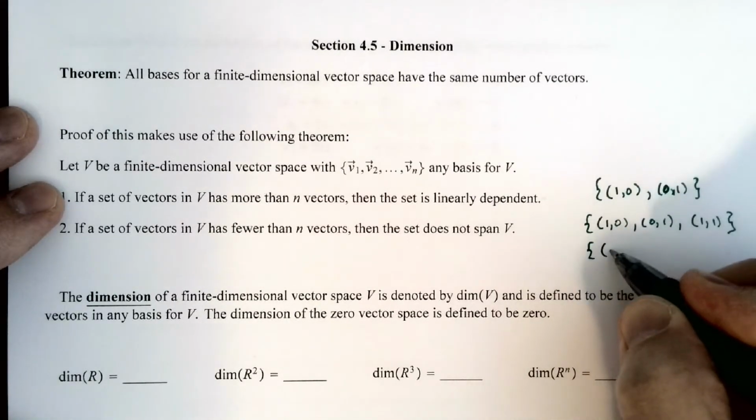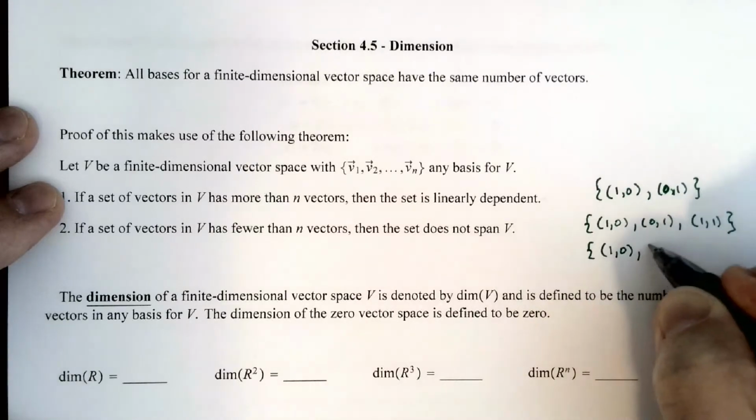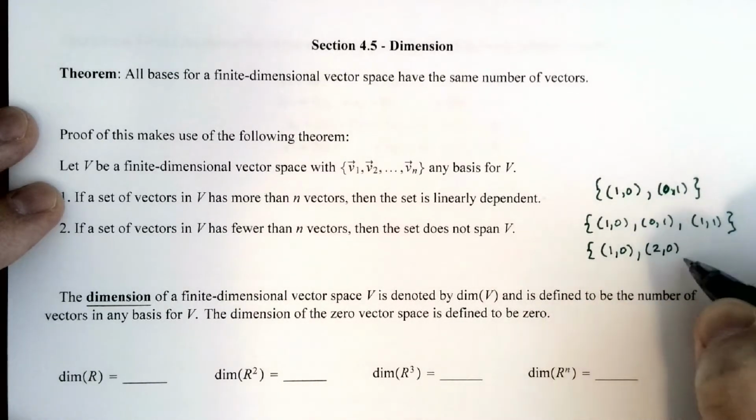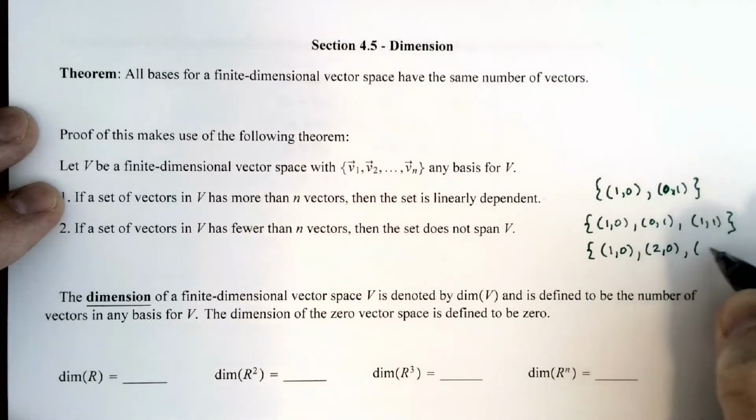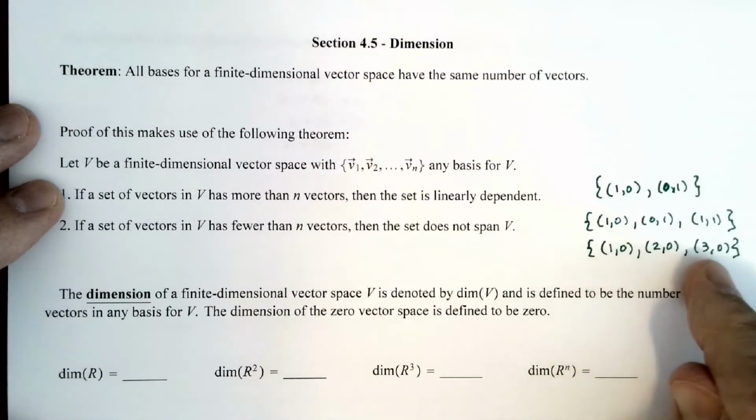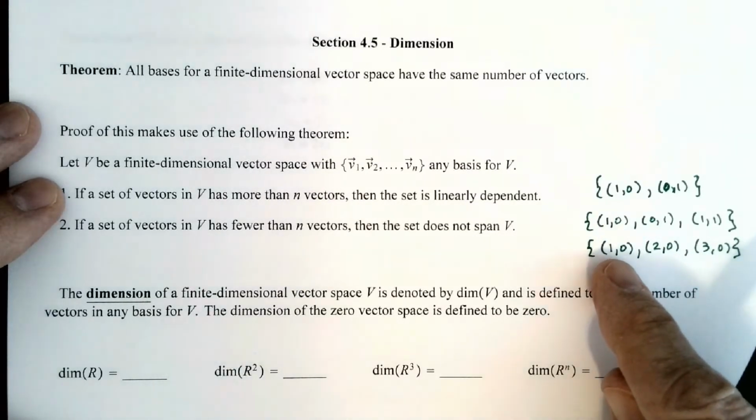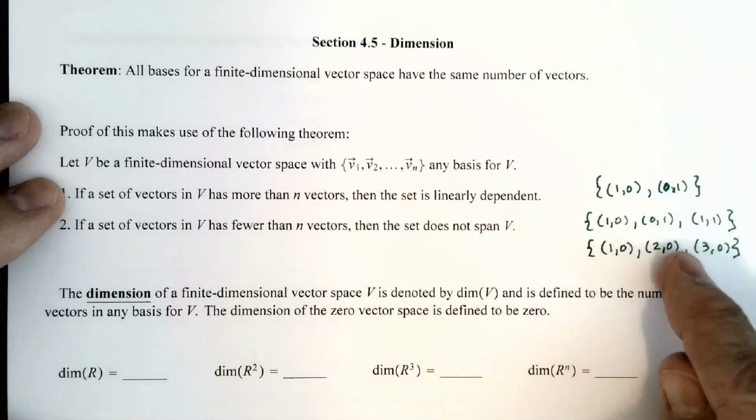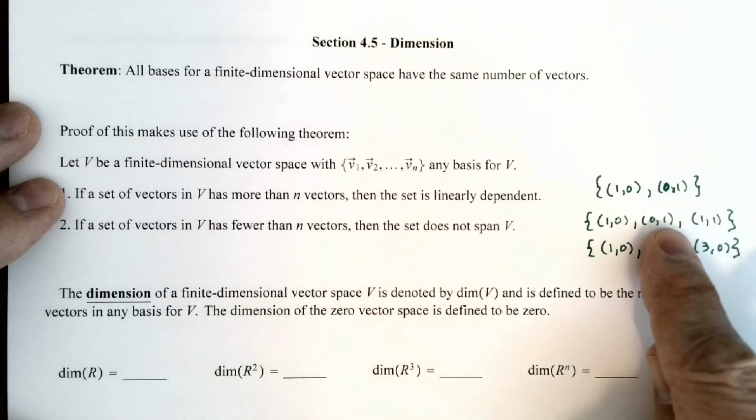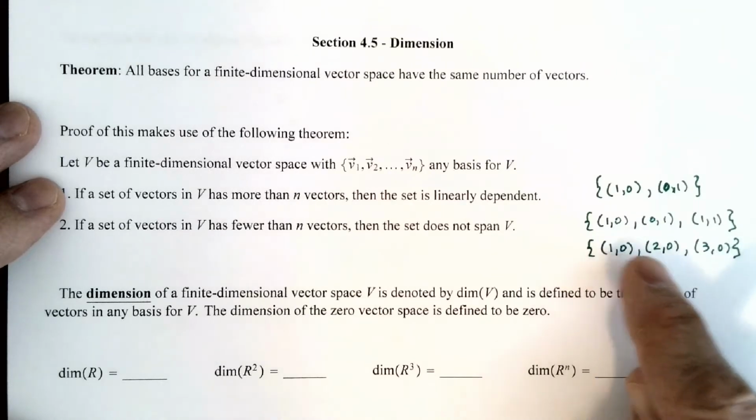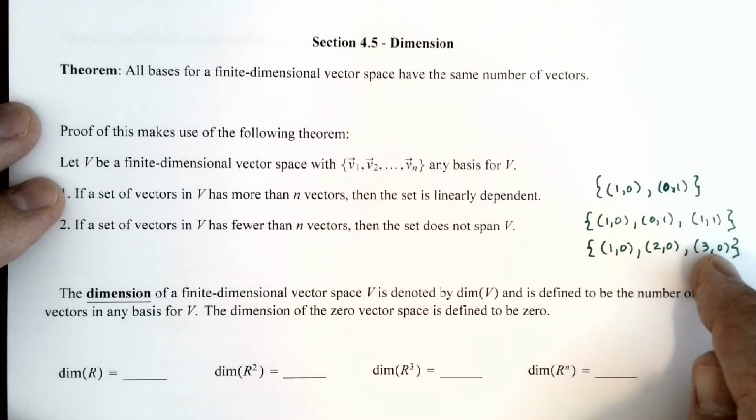Okay, but another way we could look at it is this. What if I look at the vectors (1, 0), (2, 0), and (3, 0)? Right. Well, those 3 vectors, do they span all of 2 space? Well, no, right? Clearly not, because they all have 0 in the second component. So I could not get, for instance, the vector (0, 1) by taking any linear combination of these 3.